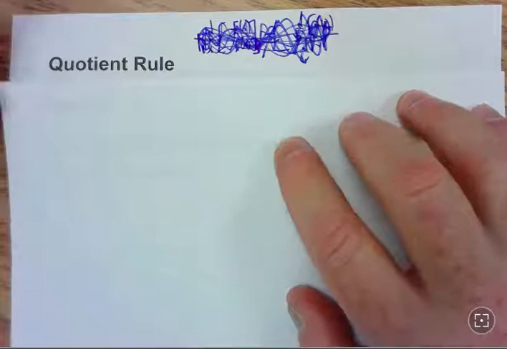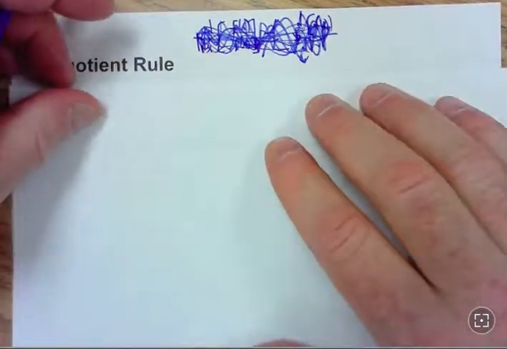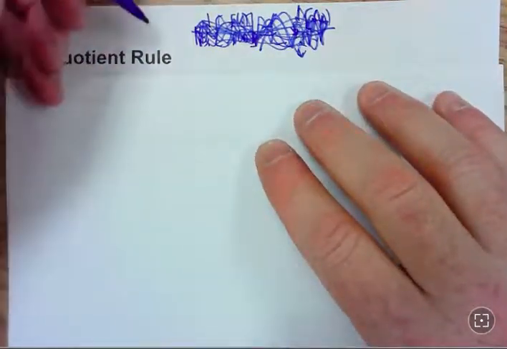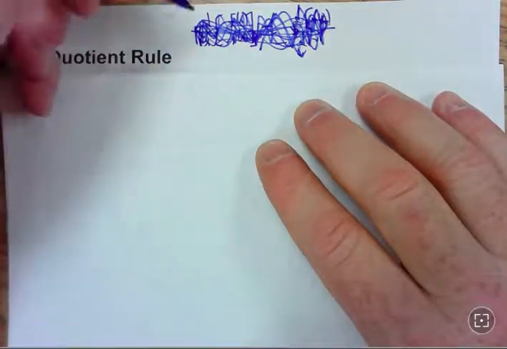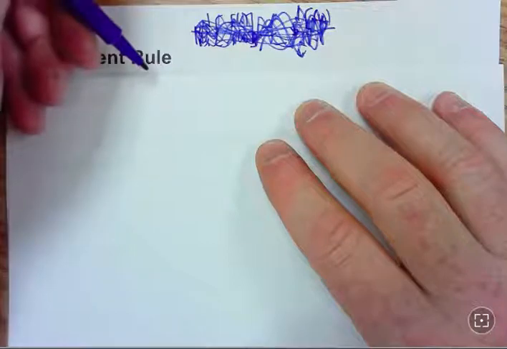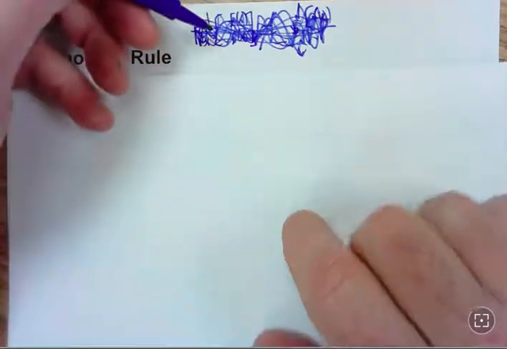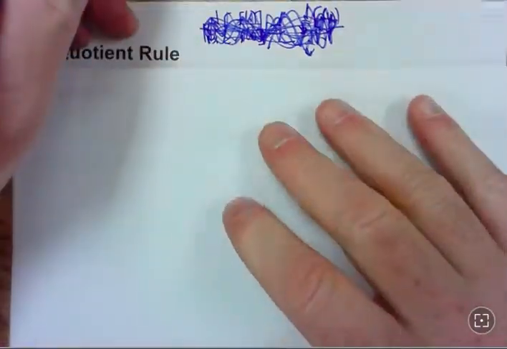Sorry about that. So just like the product rule was not just the derivative of one times the derivative of the other, there were two different parts. The quotient rule is very similar. The derivative of something divided by something is not the derivative of the one divided by the derivative of the other. The quotient rule is different.